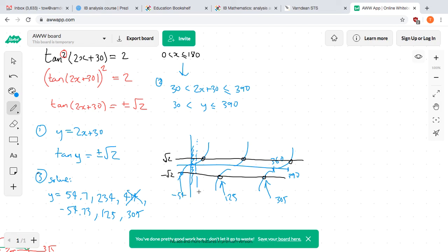Nearly there. Now, let's just check. Yeah, cross that one out. So we got those 4. Final thing, undo the substitution. Now we know that 2x plus 30 is all of those. We just do a linear equation.